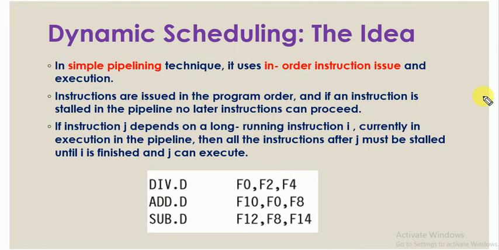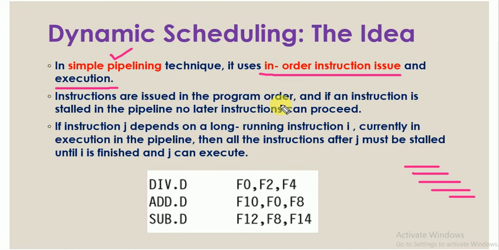Now, the ideas behind this dynamic scheduling. In normal pipelining, it uses in-order instruction issue and execution. In order, so whatever order it is given, in the same order the set of instructions will be executed in normal pipelining that we were discussing in our previous sessions. That means instructions are issued in the program order, and if an instruction is stalled in the pipeline, no later instructions can be processed. So this is one instruction, this is the second instruction, and now if some delay happens to the second instruction, all other instructions will be waiting. No other can actually start. So this will be stalled, accordingly this will also be stalled, and accordingly the next instruction will also be stalled. Some time delay will happen consecutively for the remaining instructions. So that happens with normal simple pipelining.